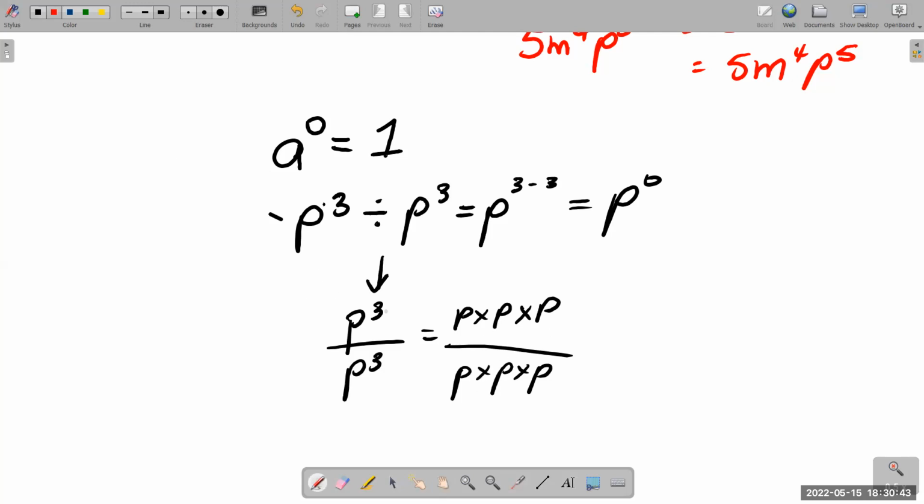We know what we're supposed to do when anything is set up like this: cancel, right? Cancel the top and the bottom. So if I cancel, P can go into itself once, P can go into itself once, and so on for all three. 1 times 1 times 1 is 1 on the top, 1 times 1 times 1 is 1 on the bottom. Anything over 1 is itself. So everybody see how P to the 0 is equal to 1?